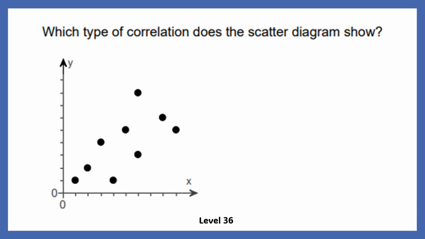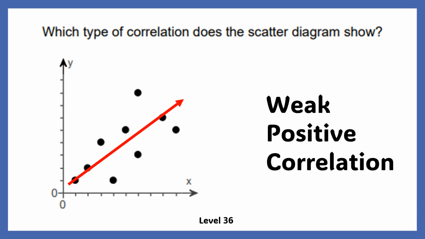What type of correlation do you see in this scatter diagram? Now, I see a pattern here. They're not all perfectly in a straight line, but I can see there's kind of a trend. I would draw a line. This shows it, but you can see that they're not really strong. There are some points that are way off that line. So I'm going to call this a weak positive correlation. Why is it positive? Because it's going up as I go from left to right. So it has a positive slope.